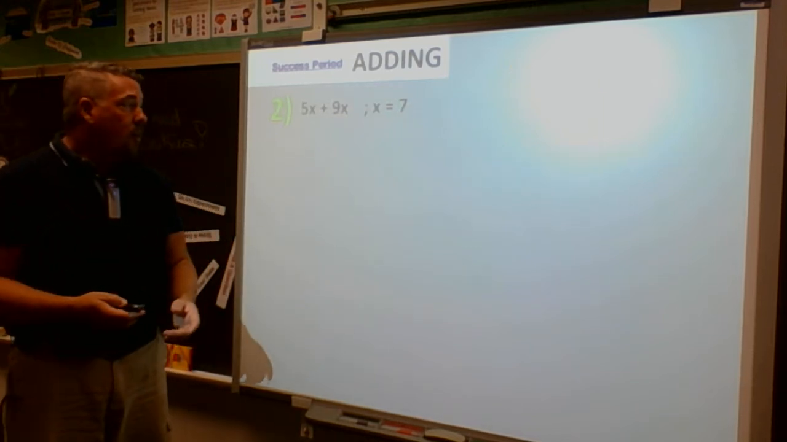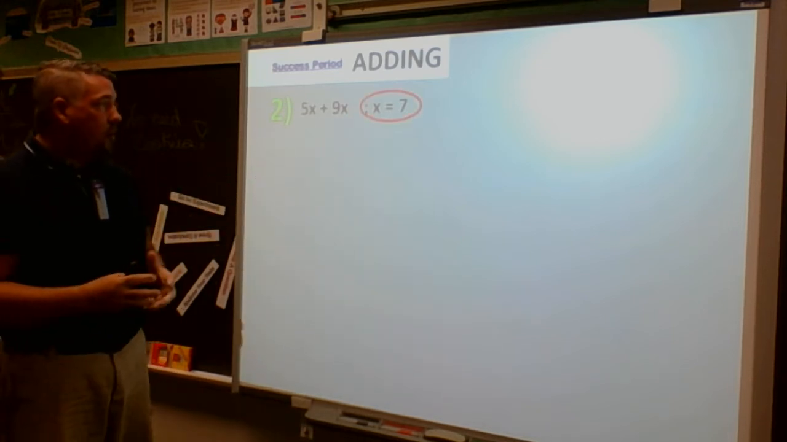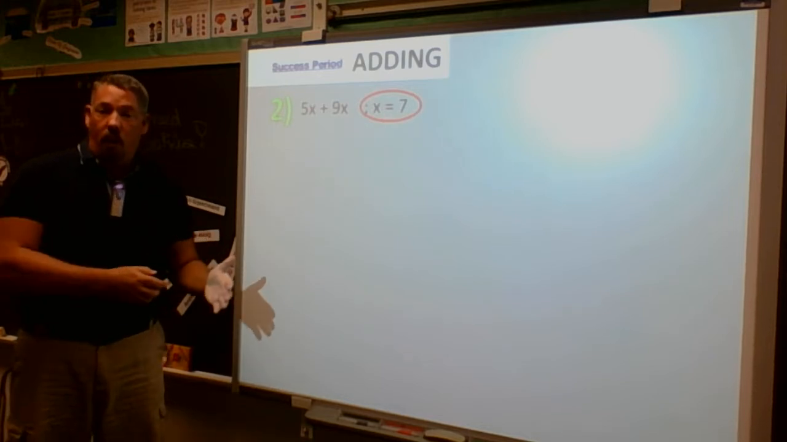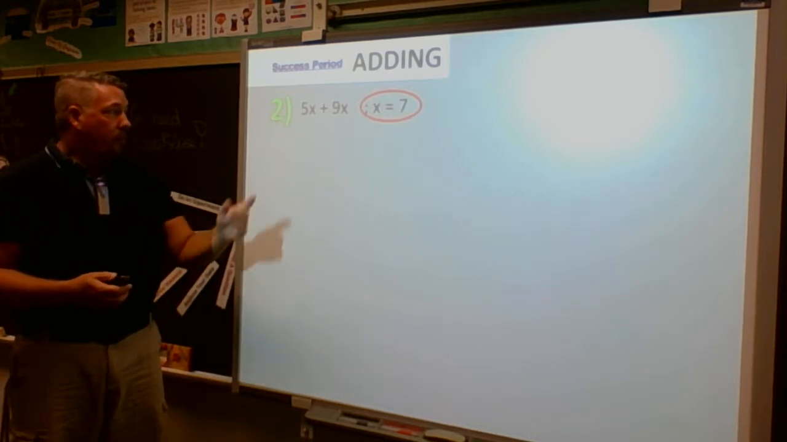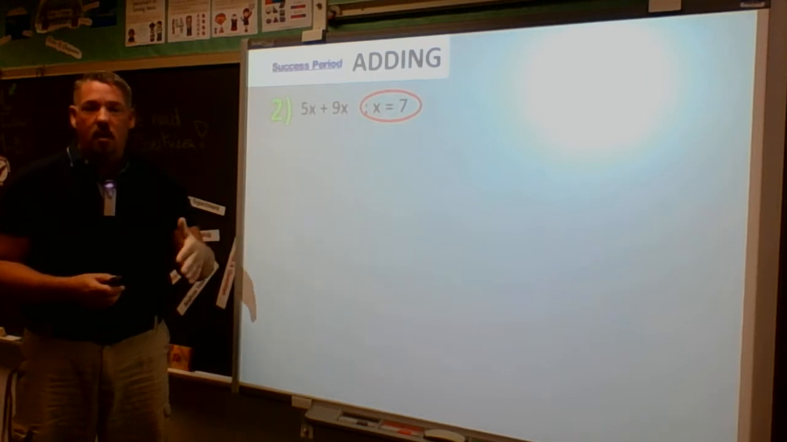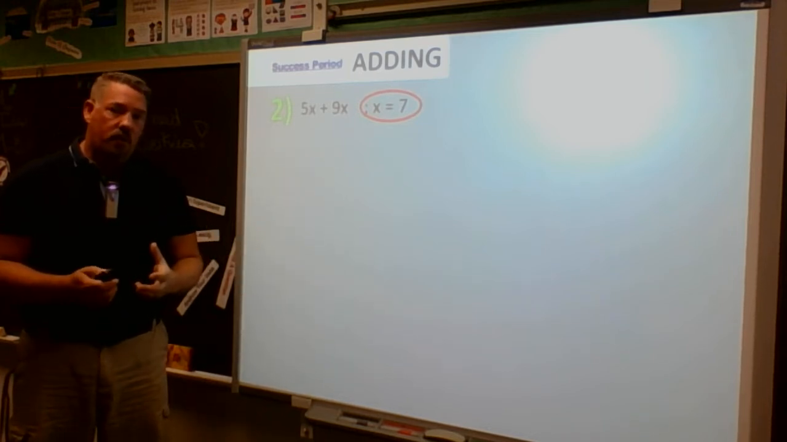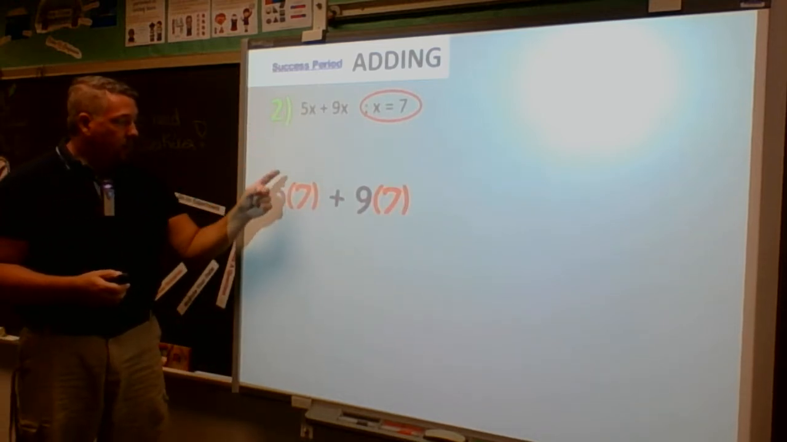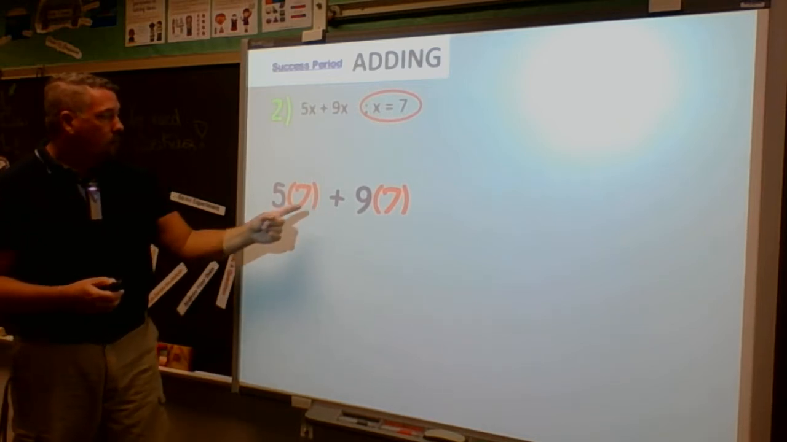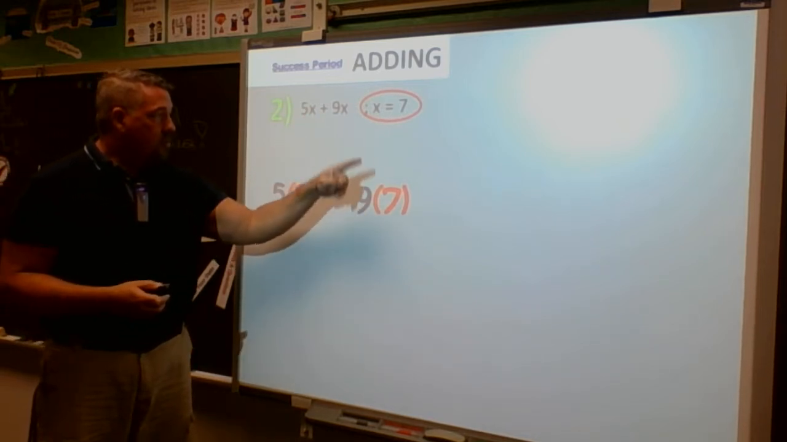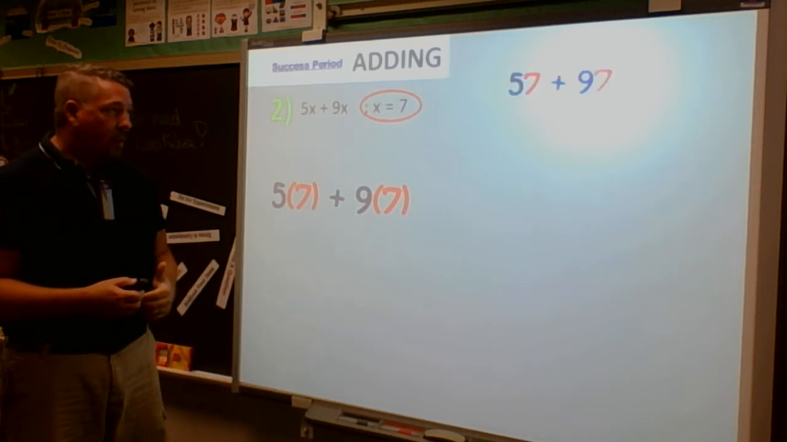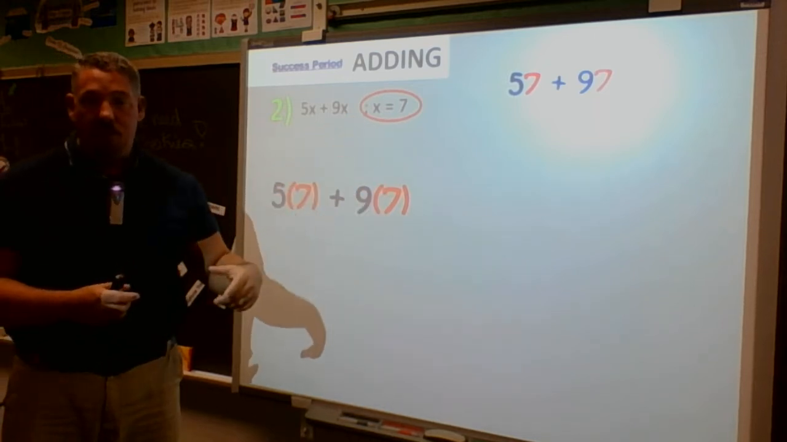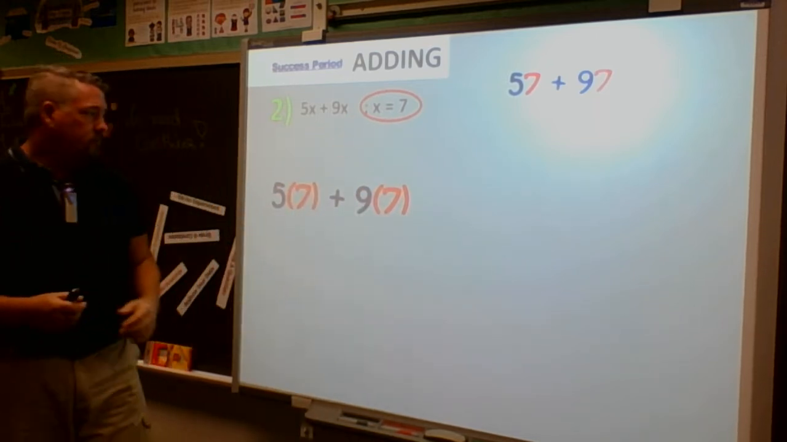Doing the same thing. I know I'm going to substitute one number. So for the x, wherever the x is, I'm going to put in a 7. So I rewrite it with the 7 in there. Remember, if it's just an x by itself, I can put a 7. But if it's next to a number, I have to have those parentheses so I know that they are separated. So I'm going to write my 5 in parentheses, meaning times 7, plus, and then 9 in parentheses times the 7 again. Once again, if I don't have my parentheses, I end up with a crazy answer because I'd end up with 57 plus 97, and that's not the correct answer.